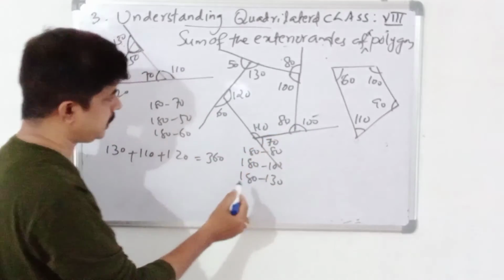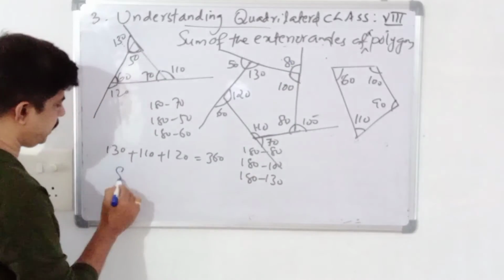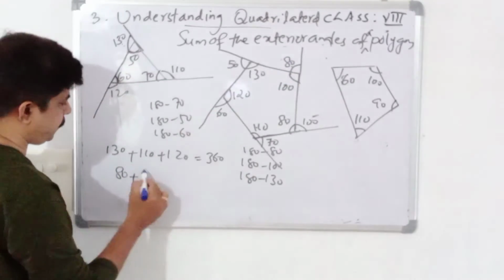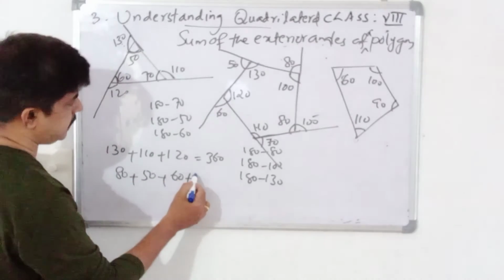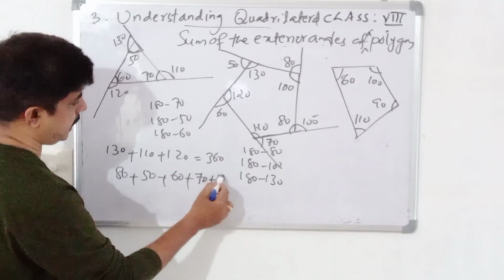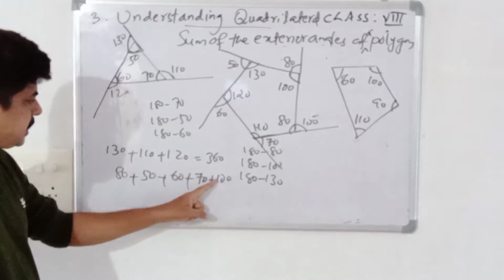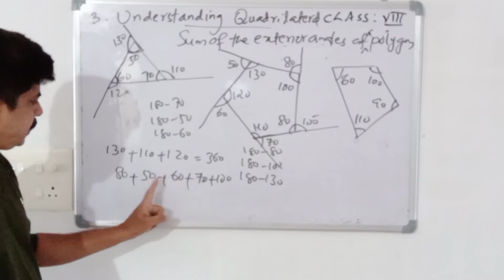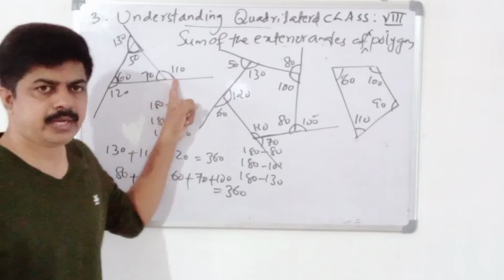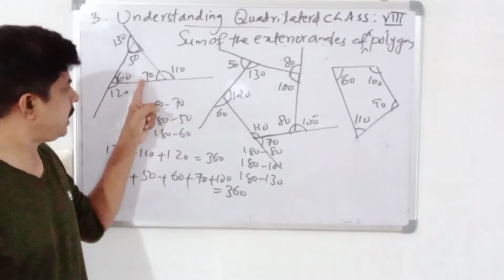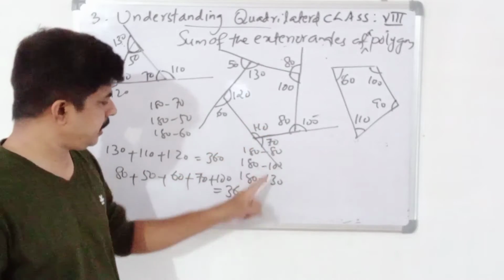180 minus 80, 100. Therefore, the sum of all the exterior angles: 80 plus 50 plus 60 plus 70 plus 100. What will be the total sum of the degree measure of all the exterior angles? 70, 230, 280, 360. We get again 360. We already got that the sum of the exterior angles of a triangle is 360. Now again we got the sum of the exterior angles of a pentagon as 360.